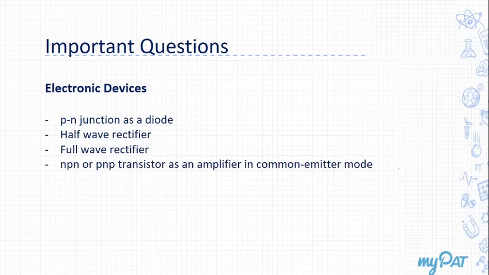In semiconductor devices, as I told, the NPN transistor or PNP transistor is used as an amplifier. Though it is not a derivation or a problem, this is a theoretical question for 3 marks. At least it will be there. That you can do. Then diode as a rectifier. This can also be written. Of course, it is not a derivation, but this is also a theoretical 3 marks question that will generally be asked.